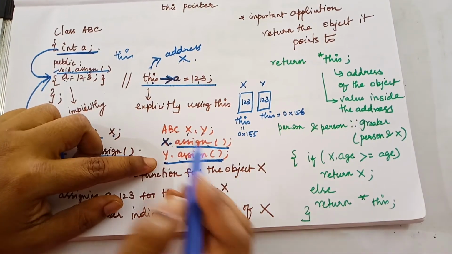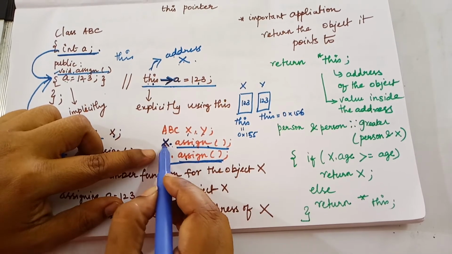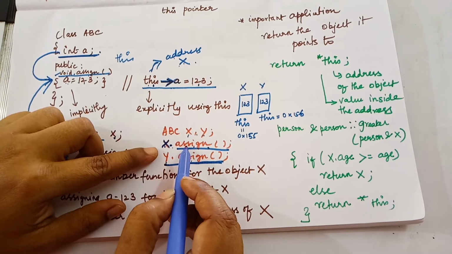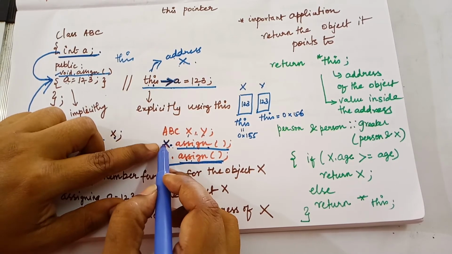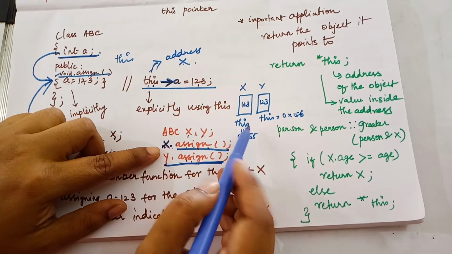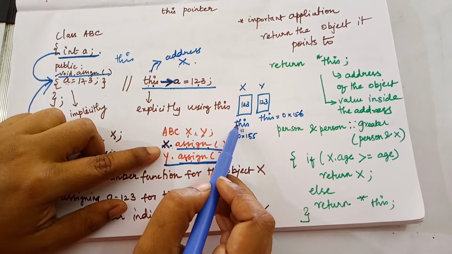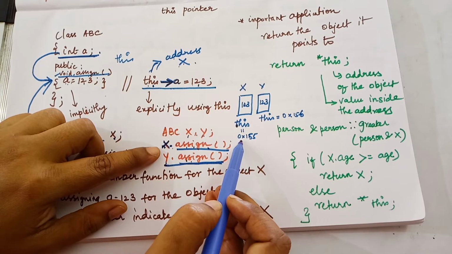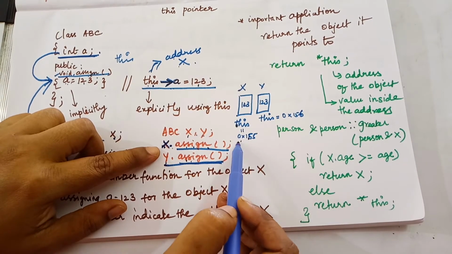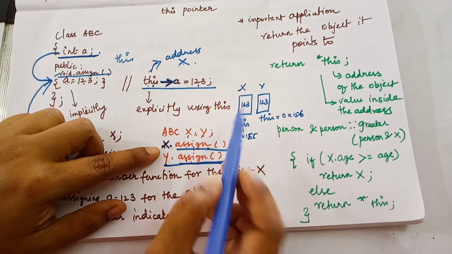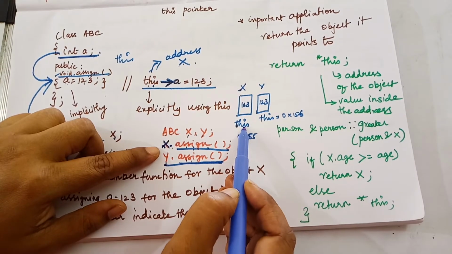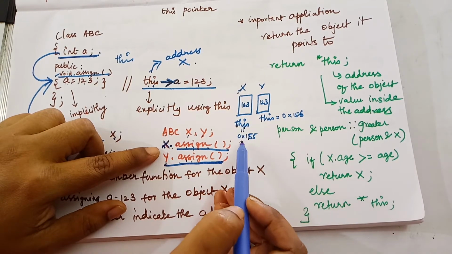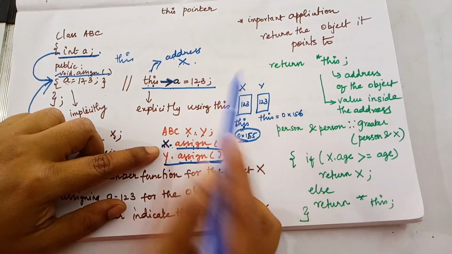Right? I repeat, you are calling the member function for X, you are calling the member function for Y. Whenever you are calling the member function for X, the pointer is allotted for X. What is the name of that pointer? This. What is the value of this pointer? Address of X. Right? Because you are calling this member function for X. So this pointer is allotted for the object X and it consists of the address of the object X.